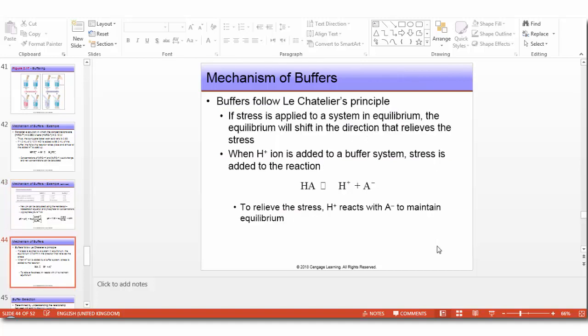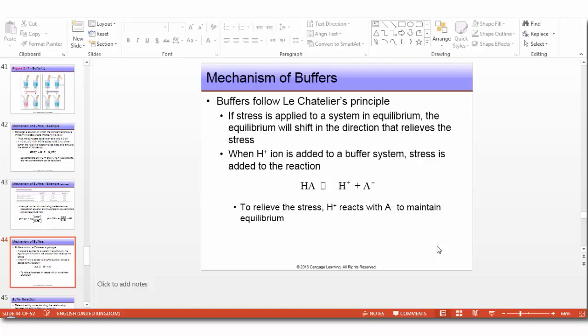Now, the mechanism of buffers. Buffers follow Le Chatelier's principle. This principle says that if a system at equilibrium is subjected to a stress, then the equilibrium will shift in the direction that relieves the stress.